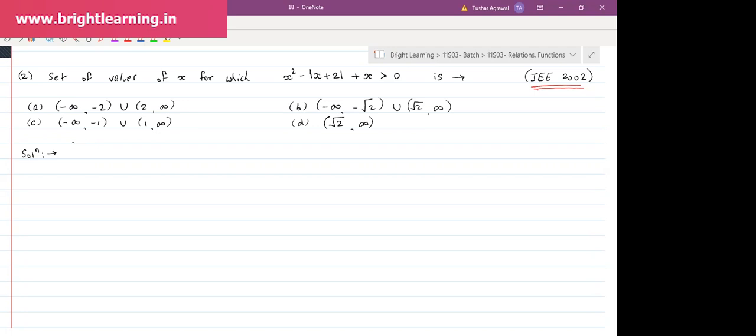Unless you can form the quadratic, you can form a particular function, till that point you cannot solve it.